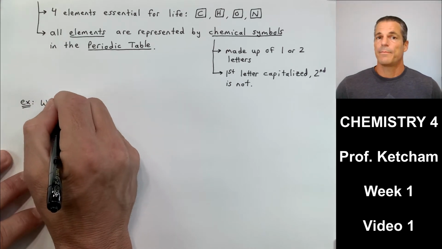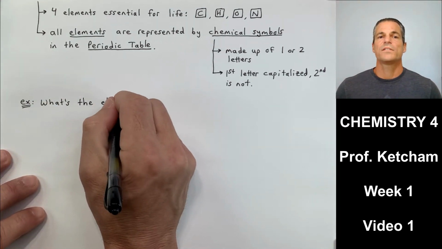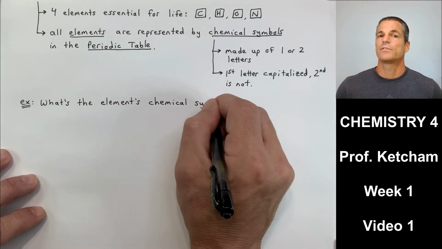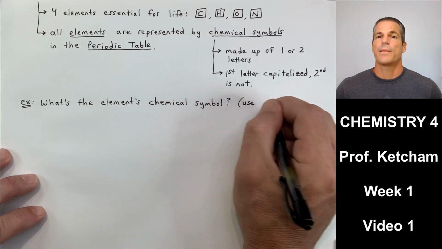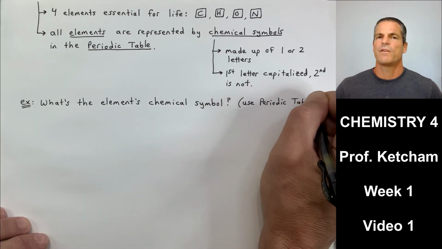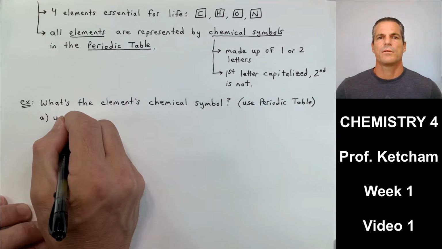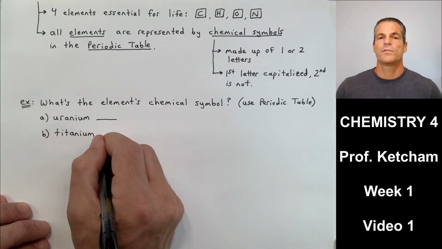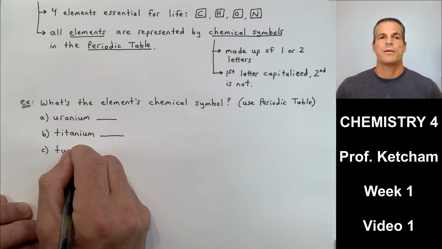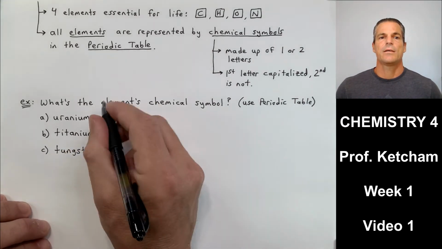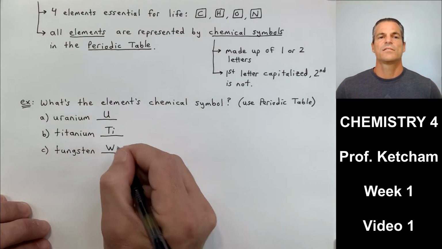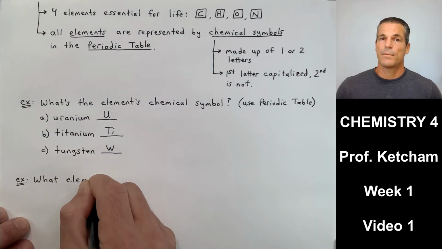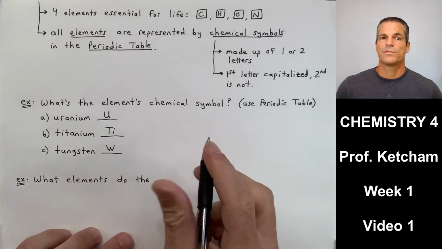So yet another example problem. It says, what's the element's chemical symbol? And we'll use the periodic table. You should have one inside your textbook. You can always find one on Google Images. A, uranium is U. Titanium is Ti. Tungsten is W. You might be wondering why tungsten is W. The Latin name for tungsten is wolfram.